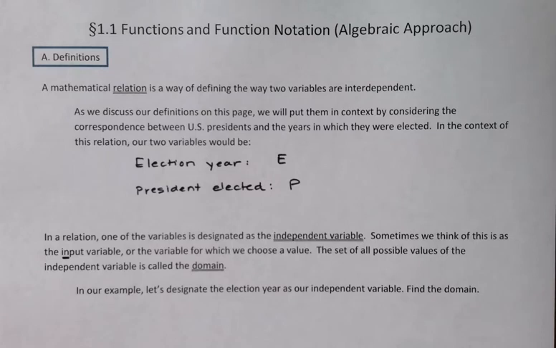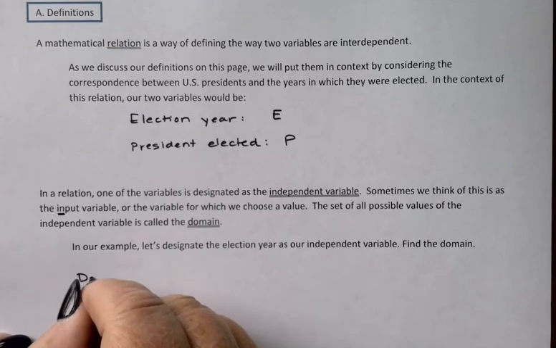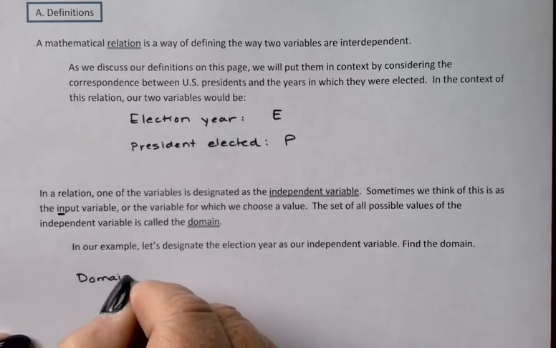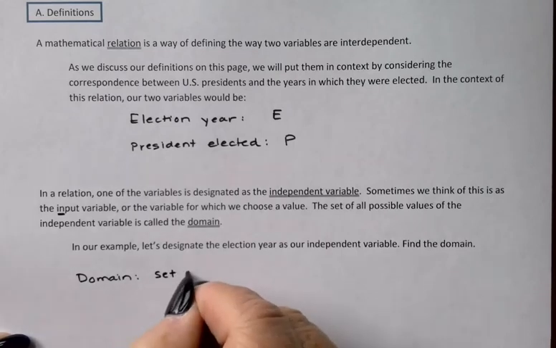The set of all possible values of the independent variable is called the domain. So in our example with the U.S. presidents, for now, let's designate the election year as our independent variable and find the domain. So the domain would be the set of all possible election years.